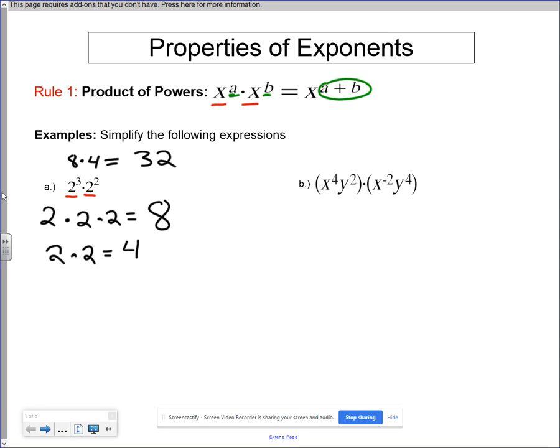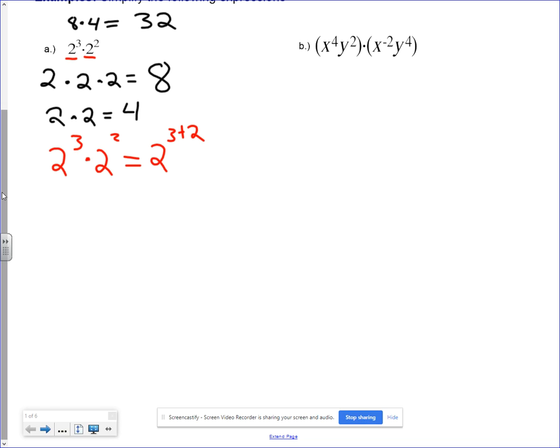But using this new product of powers rule, since these 2's are the same number as our base, we can now add the two exponents together. So 2 to the third times 2 squared becomes 2 to the 3 plus 2, which becomes 2 to the fifth. And we can check and see if that's 32 like we got above. We can write everything out, 2 times 2 times 2 times 2, five times, and that is going to end up equaling 32.